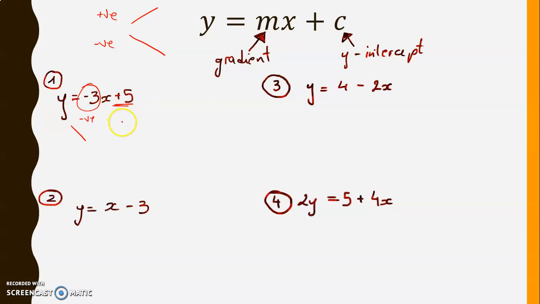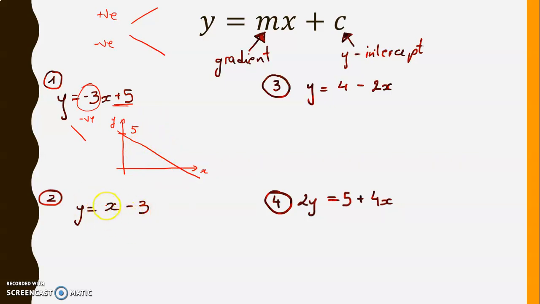y-axis at positive 5. So we only have to draw the y and x axis. We know that the graph will intersect the y-axis at 5 and it's going downwards. And this is our sketch. Remember, a sketch is not an accurate graph. Okay, the second example.